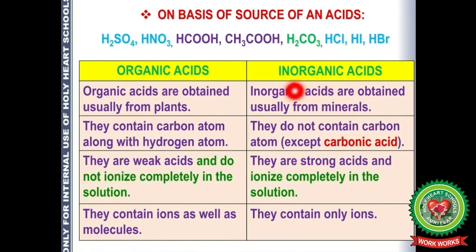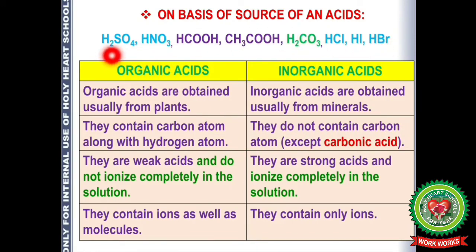So what are organic acids and inorganic acids? Let's have a look quickly. Organic acids are obtained usually from plants. We have already studied that part. Inorganic acids are obtained usually from minerals. Organic acids contain carbon atom along with hydrogen atom, and inorganic acids do not contain carbon atom.